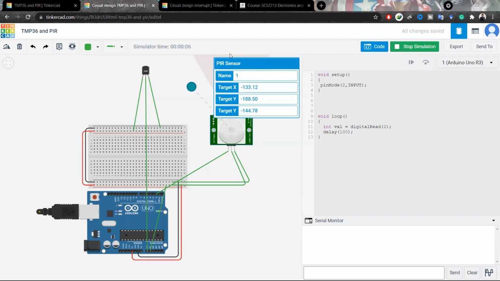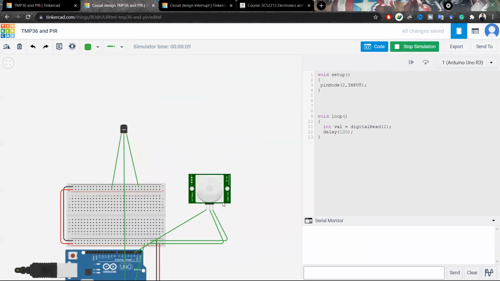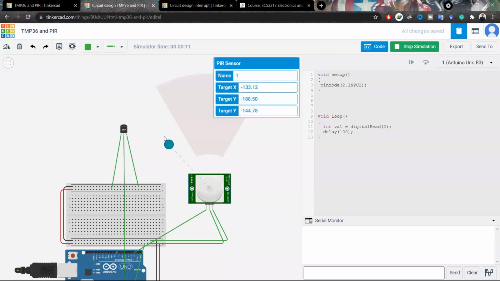So it will work like this, right? So this is the range. This colored one is the range, right? So now I'm just simulating, right? If we do some movement outside the range, it will not trigger. But if I do some movement inside the range, right? Then this will light up. That tells us that it detects some movement, right? Like that, right?